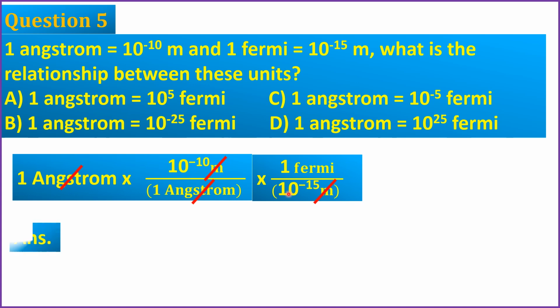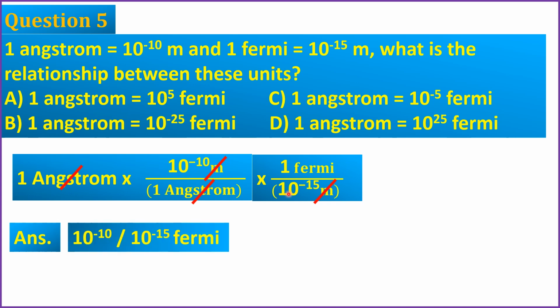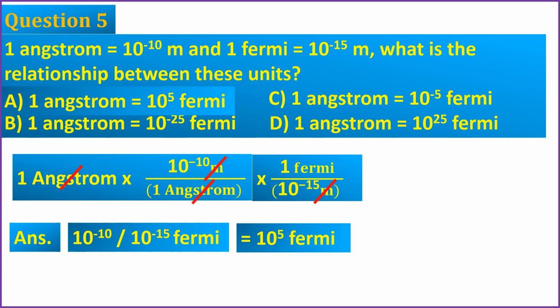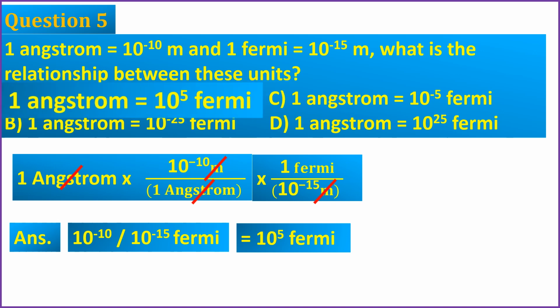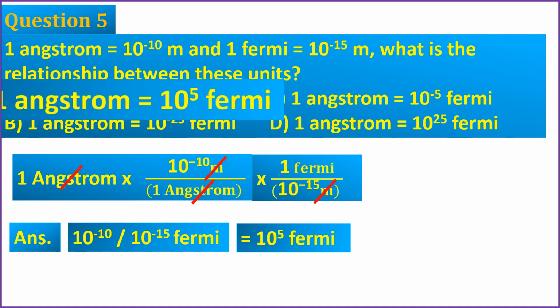and our answer, therefore, after simplifying, you'll get 10 raised to the negative 10 divided by 10 raised to the negative 15 Fermi, and that is equivalent to 10 to the 5th power Fermi. So therefore, our answer to this question is option letter A, 1 angstrom is equivalent to 10 to the 5th power Fermi.